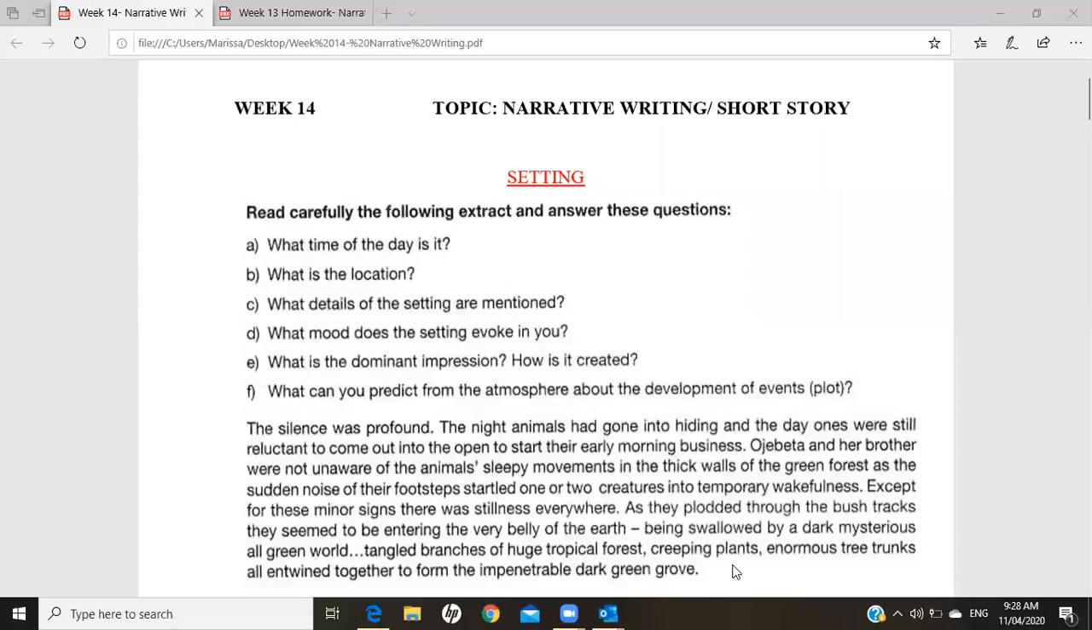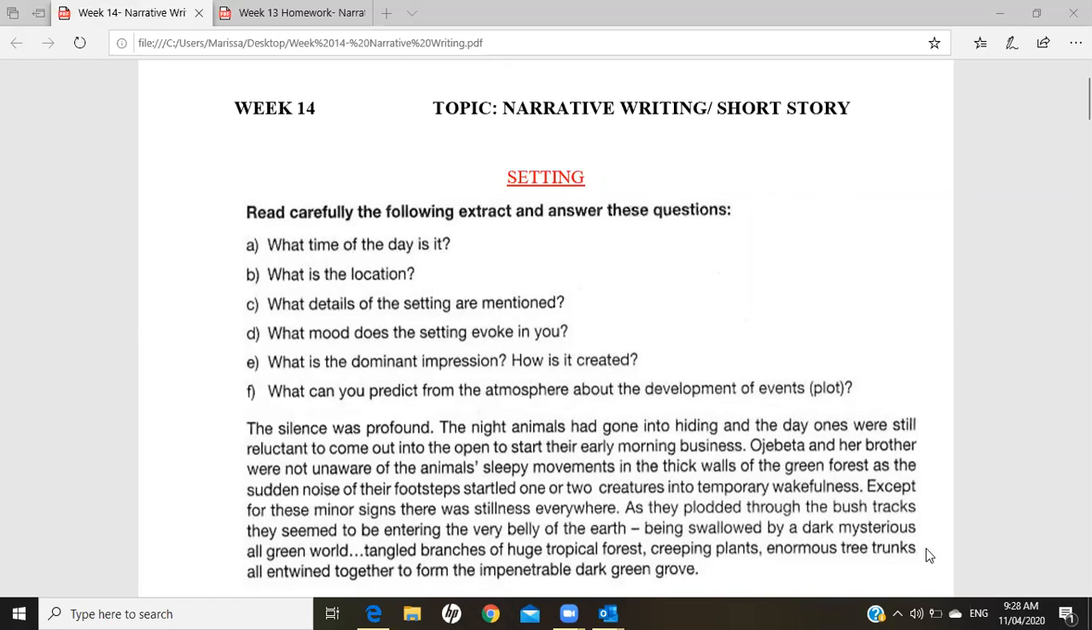How is it created? So what does the writer use to create fear? The use of vocabulary, the description. Very good. So by the descriptions that the writer uses, that is how the writer creates fear, because of the vocabulary, in terms of the words that the writer uses.